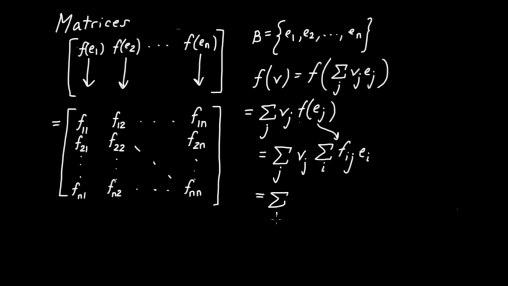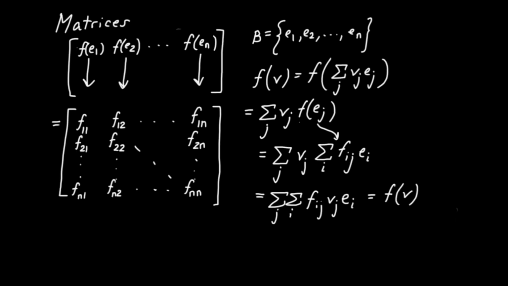So what we're left with here is sum over j, sum over i. And it goes without saying that i's and j's are going to be summed from 1 to n. Just abbreviating here. Fij, v sub j, e sub i. And remember, this is equal to f of v. This is how f operates upon v.